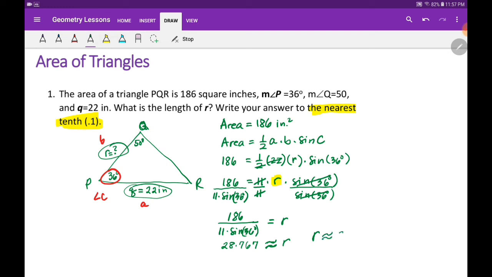Approximately equal to 28.8, and since r is a side, it's not an area, our unit is 28.8 inches. So our answer is r is equal to 28.8 inches.